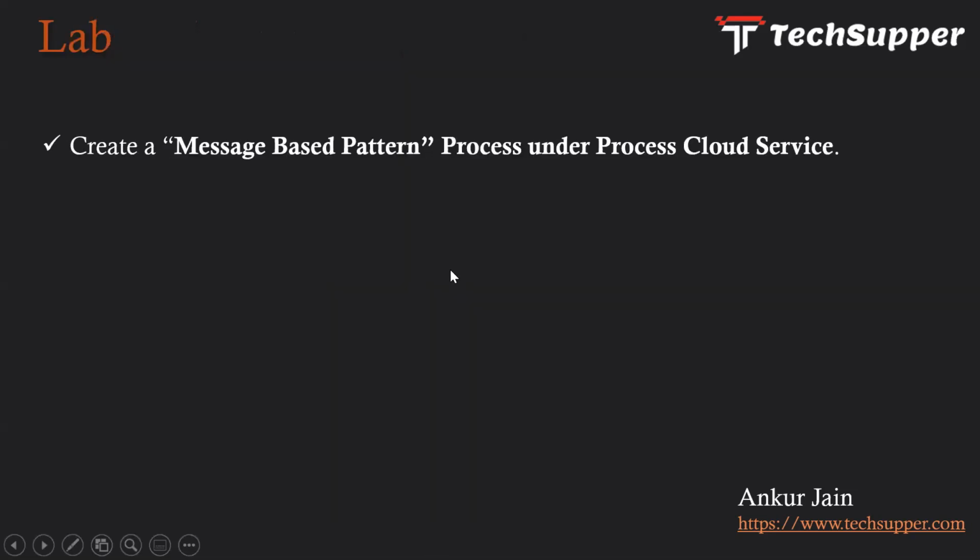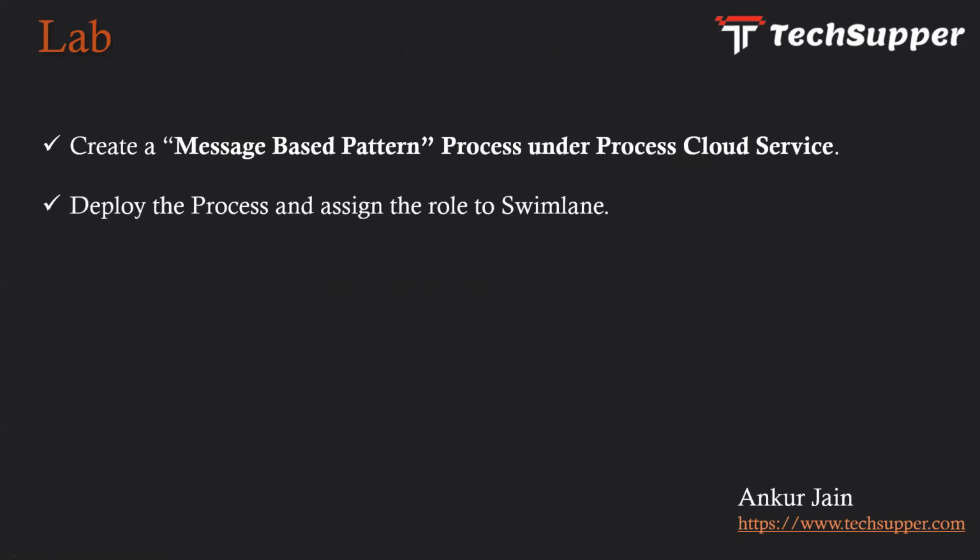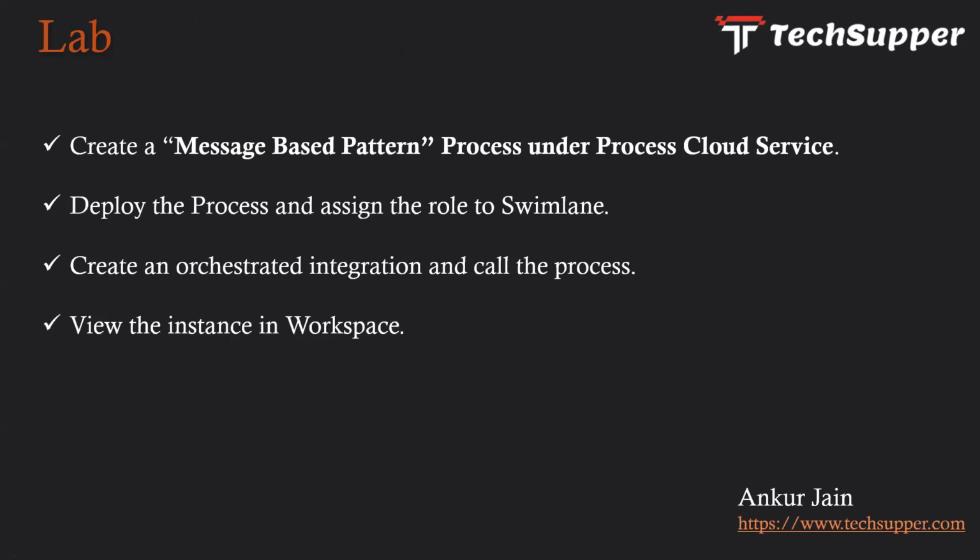In this video, we are going to cover our lab in which first we will create a message based pattern process under Process Cloud Service. We will create a workflow based on that message based pattern. Then we will deploy the process and assign the role to the swim lane. Then we will create an orchestrated integration and call the deployed process. And then we will see the instance under the workspace so that we can verify that the process has been kicked off from that integration. So let's get started and go step by step.